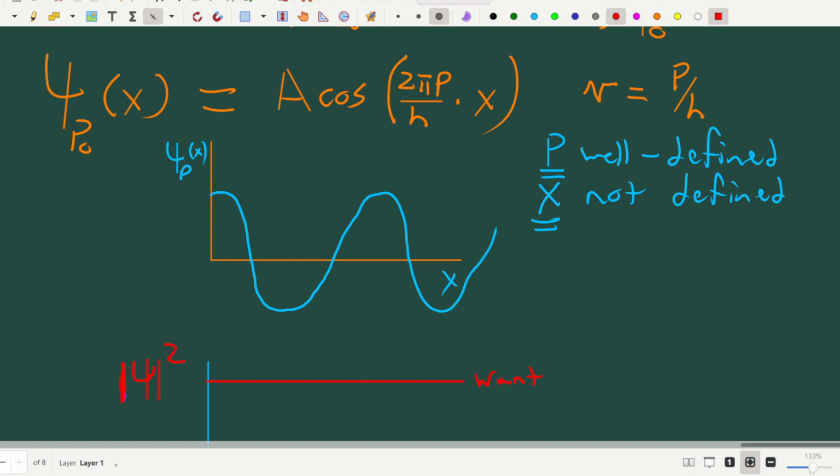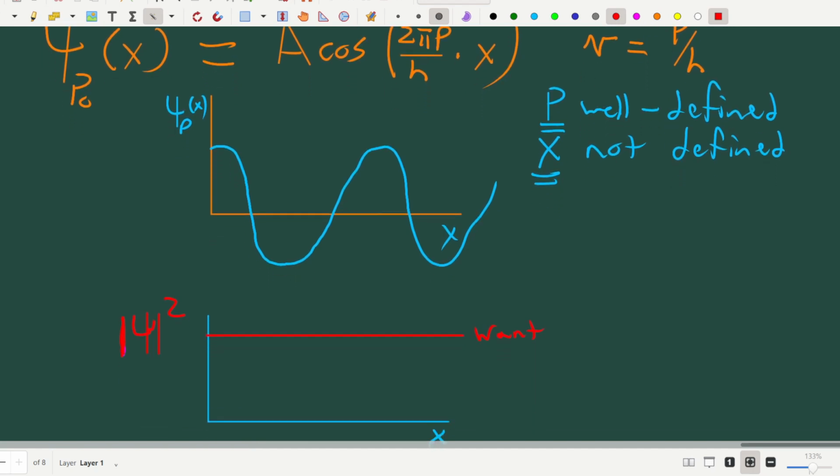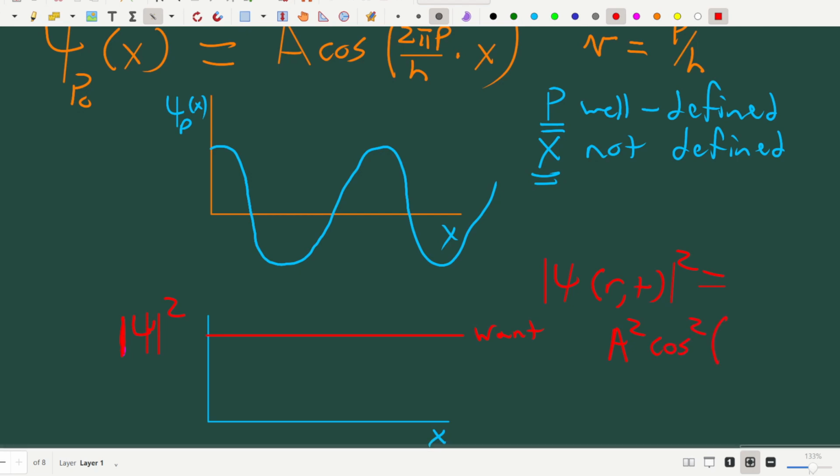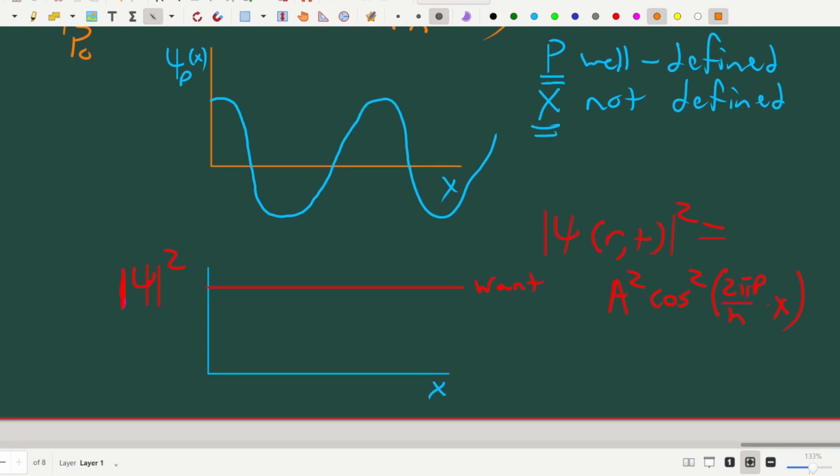So what's psi squared here? Well, that's super easy, right? We just square the a. So psi squared of r, t, let me just write it like this instead. Let me be more careful about this. Squared is a squared cosine squared of 2 pi p over h times x. We just square it. So what does that function look like? Well, it's the square of a cosine. So it oscillates between a squared and 0.